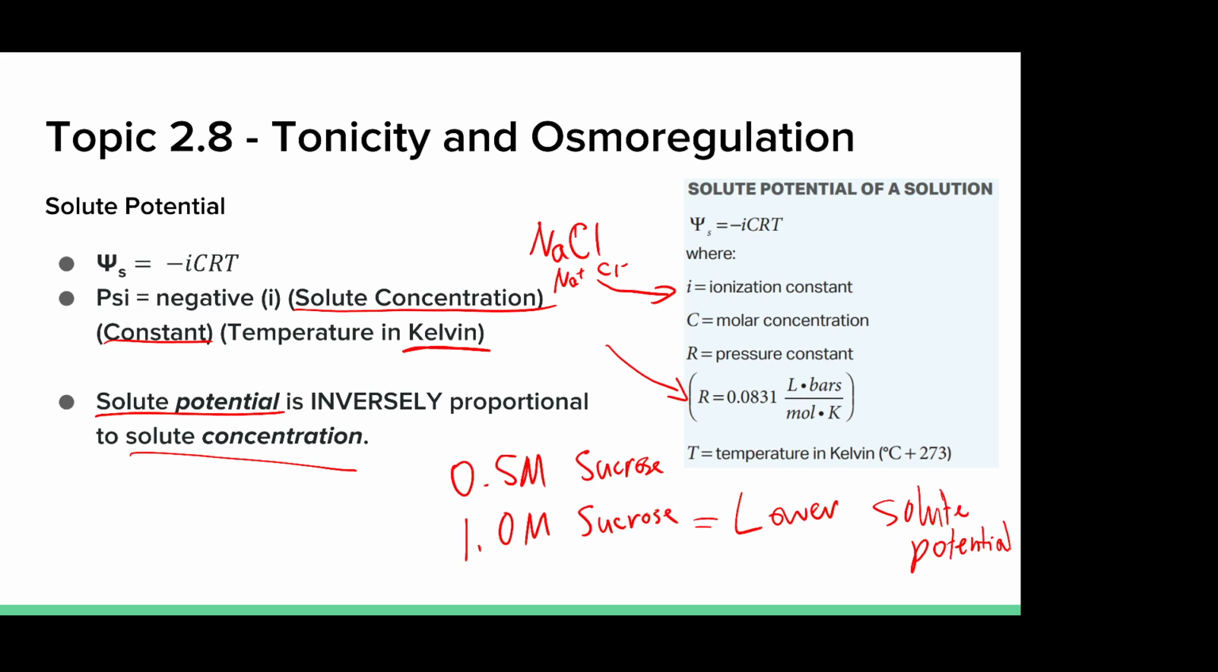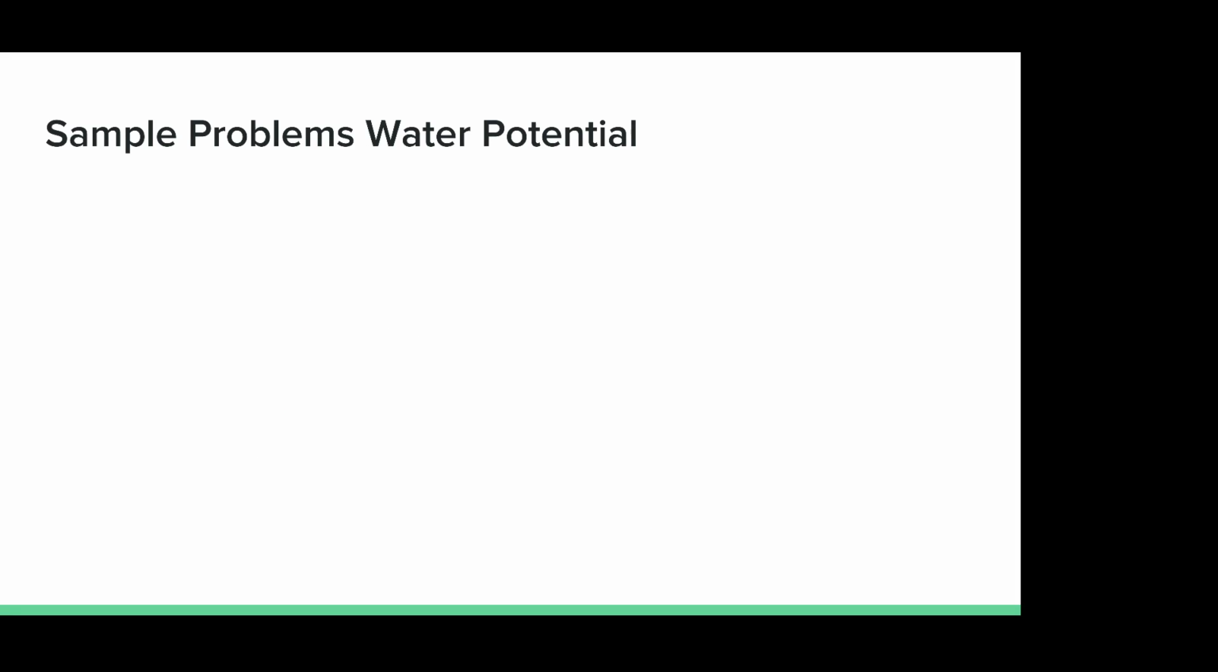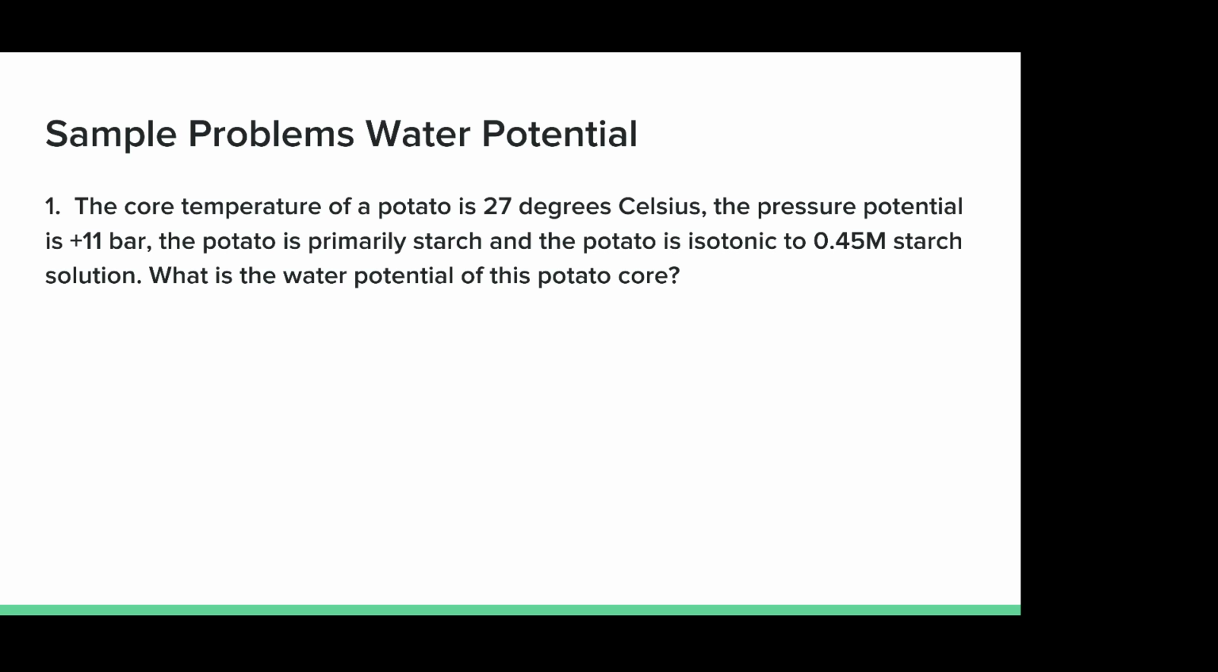So 0.5 molar sucrose, 1.0 molar sucrose. Water will go from the higher solute potential to the lower solute potential. Okay, so solute potential is inversely proportional to solute concentration. Larger solute concentration, lower solute potential, and that's where water will go because there's less of it. There's more solute, a higher concentration of solute, therefore a lower concentration of water. Alrighty, so water potential. I told you I wasn't going to do a good coverage of water potential, and I wasn't lying.